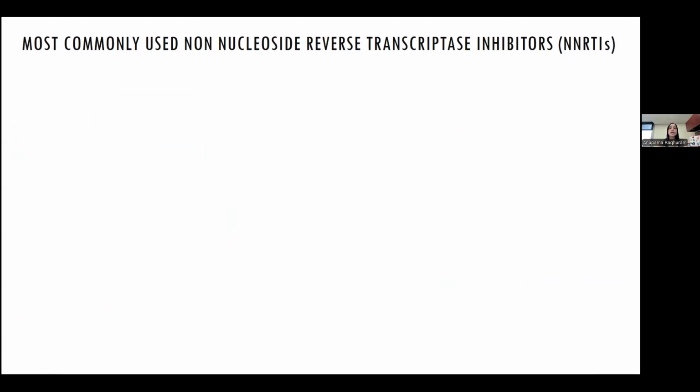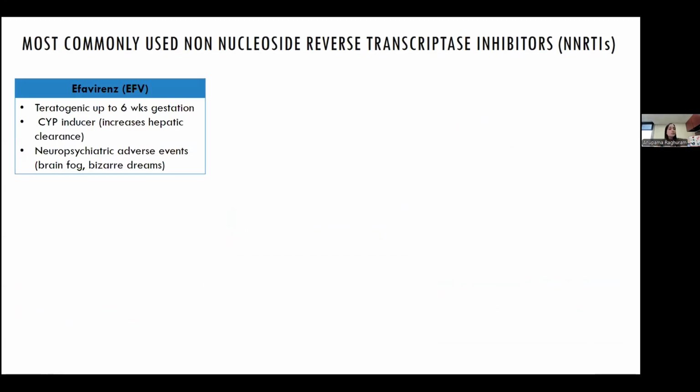So let's move along to NNRTIs and talk about some of those medications. The first one I'll talk about is efavirenz, and this drug is teratogenic up to 6 weeks of gestation. It does increase hepatic clearance, so you have to watch out for drug-drug interactions with other things. And the unique thing about this is it can cause some neuropsychiatric adverse events. So brain fog is pretty common and bizarre dreams. And the interesting thing about bizarre dreams is that patients don't necessarily realize that it's due to the medication. They just think they're having very vivid dreams.